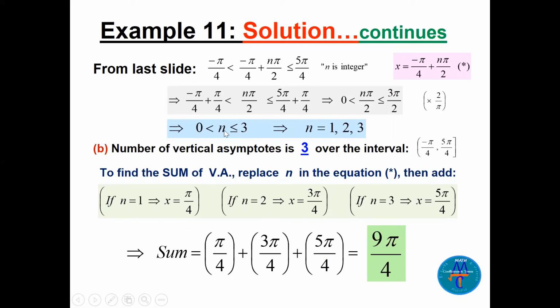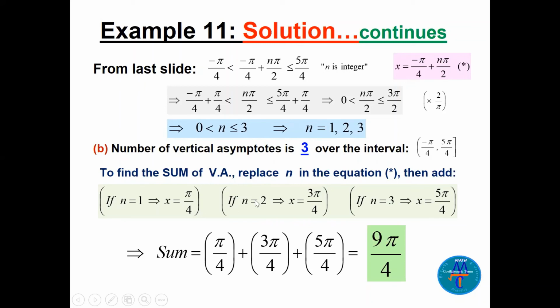So what are the n's? Greater than 0, it will be 1, 2, or 3. So there are 3 vertical asymptotes in this given interval. Let's find them. Take n equal to 1, put it in the equation, then put n equal to 2, and n equal to 3. So let's try 1 here. Minus pi over 4 plus pi over 2, multiplied up and down by 2. So you get pi over 4.